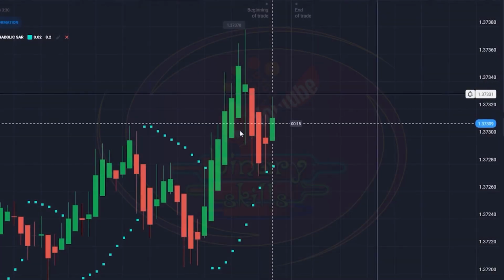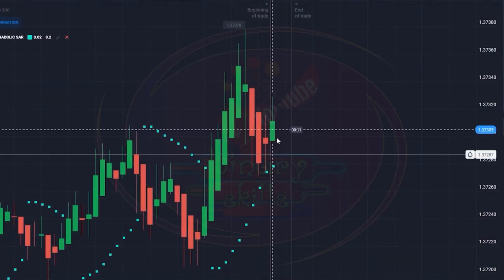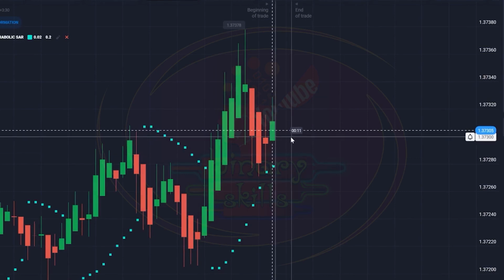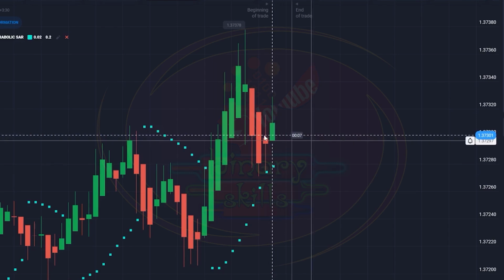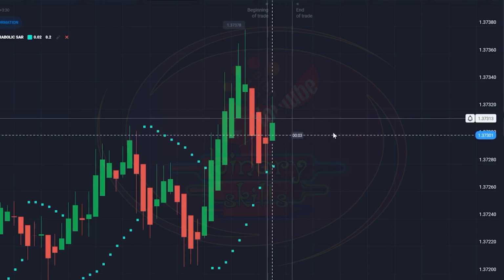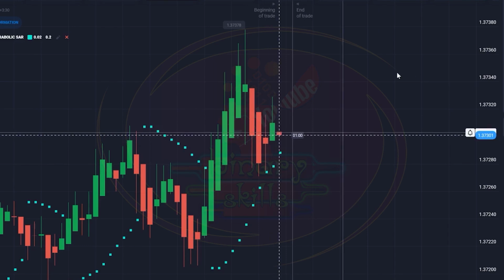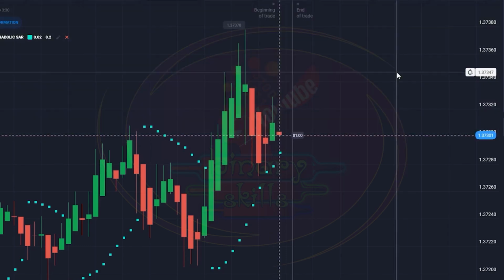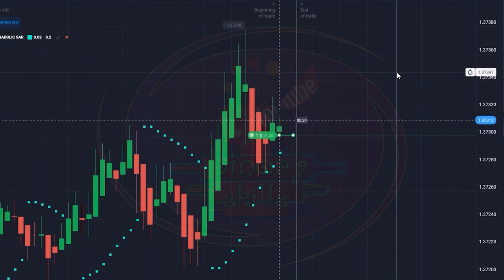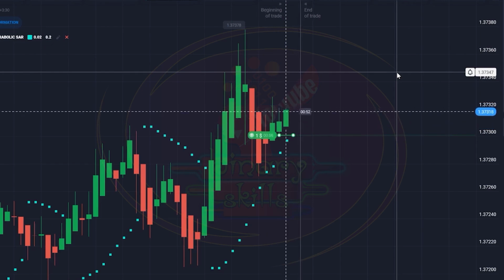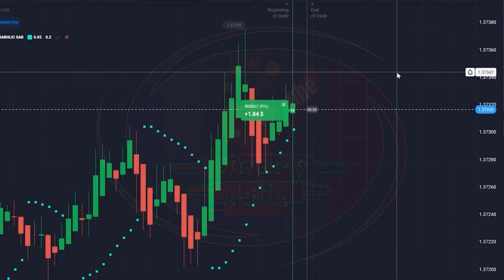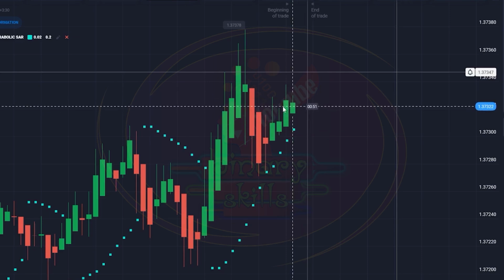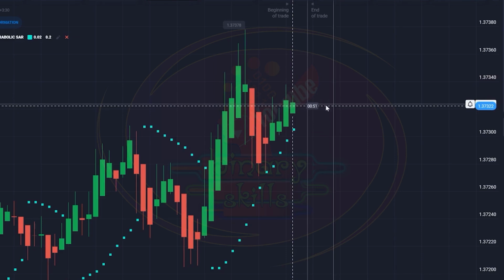Alright guys, we can see 3 red candles here followed by a green candle with no lower shadow, and the parabolic SAR is below the candles. If this green candle closes without a lower shadow, I'll open a trade on the next candle. Alright guys, as you saw, this trade also easily turned into a profit.